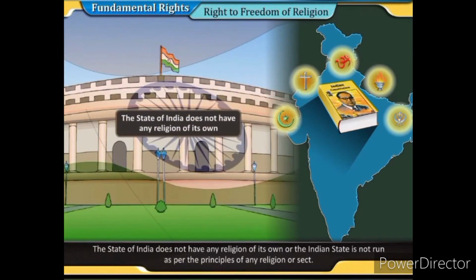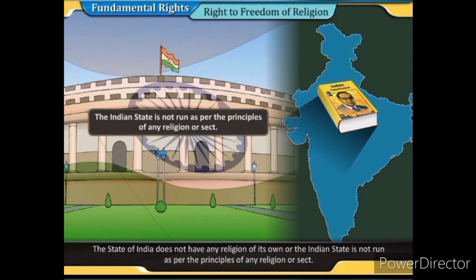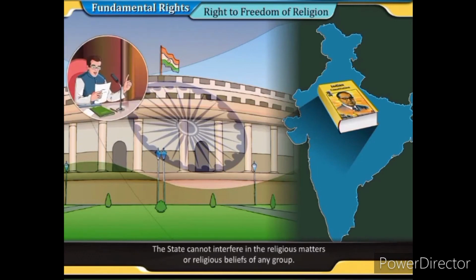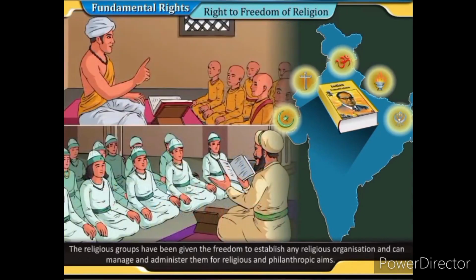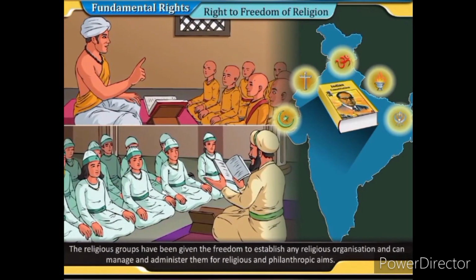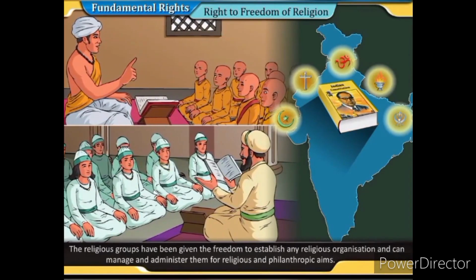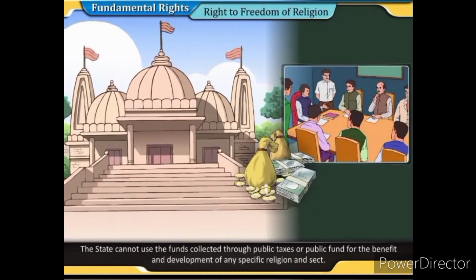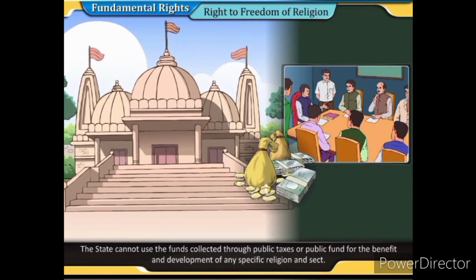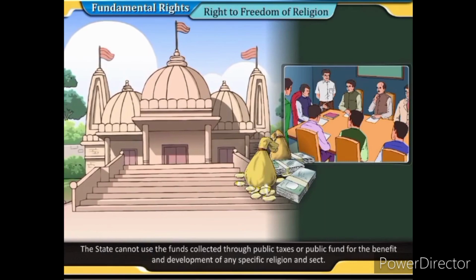The state of India does not have any religion of its own, and the Indian state is not run as per the principles of any religion or sect. The state cannot interfere in the religious matters or religious beliefs of any group. The religious groups have been given the freedom to establish any religious organization and can manage and administer them for religious and philanthropic aims. The state cannot use the funds collected through public taxes or public funds for the benefit and development of any specific religion or sect.